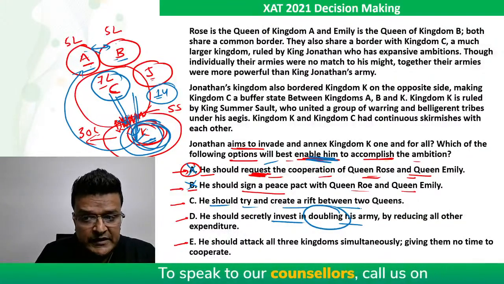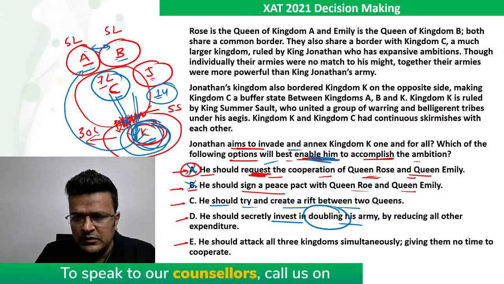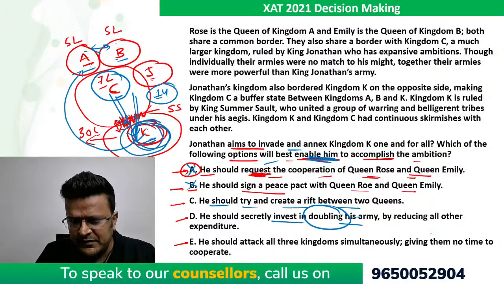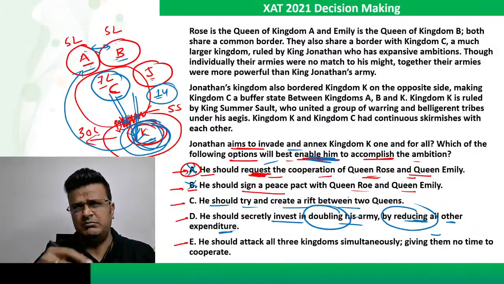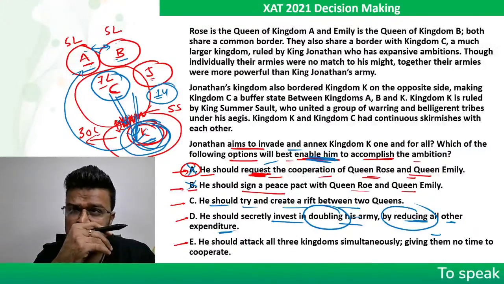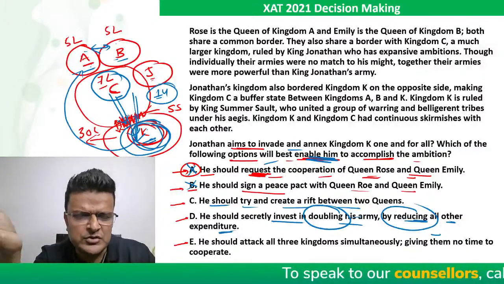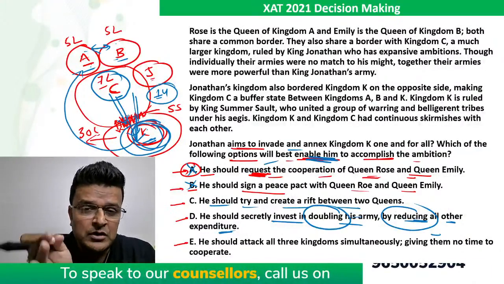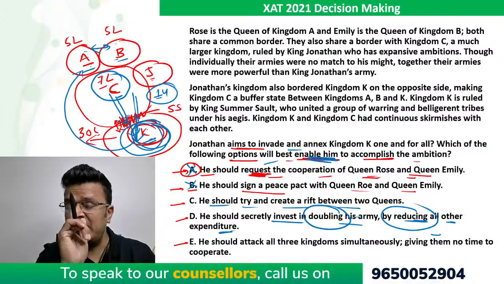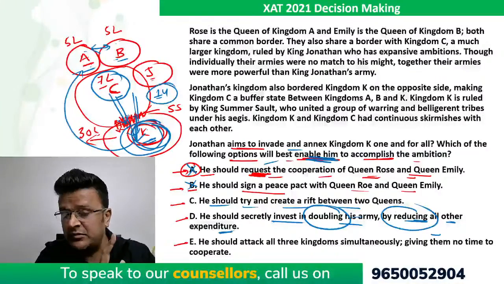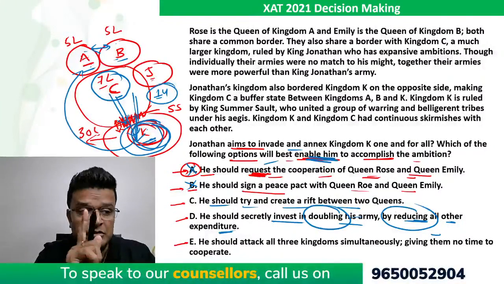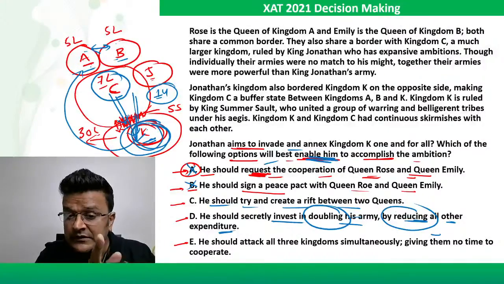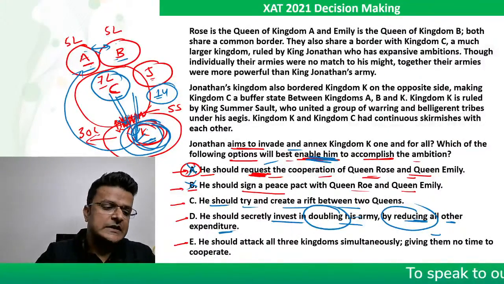But there is a word here. It says reducing all other expenditure. Now remember, it says reducing. It doesn't say stop. So maybe he can spend less on infrastructure or education or health, but he should double his army, because we have to do what? We have to make sure that he can acquire the country. We have to get the job done, guys. That's the most important point. Remember, get the job done, right? This one can get the job done. Now let's try E.